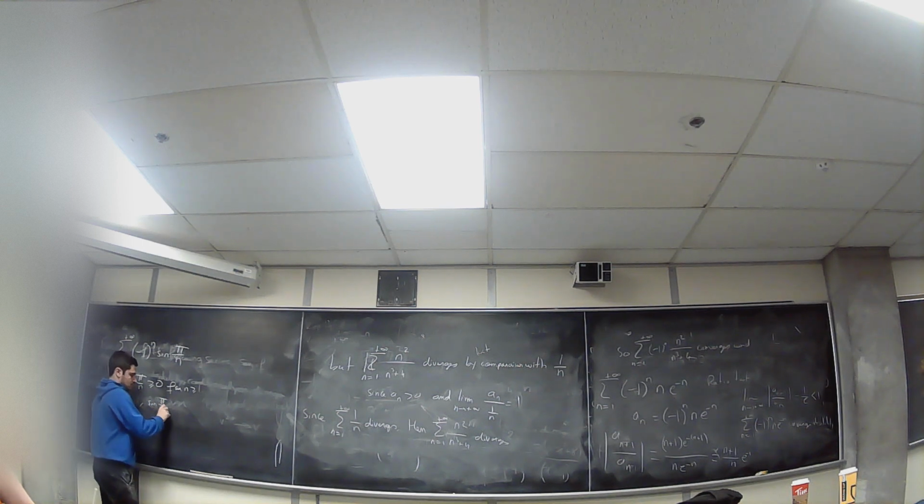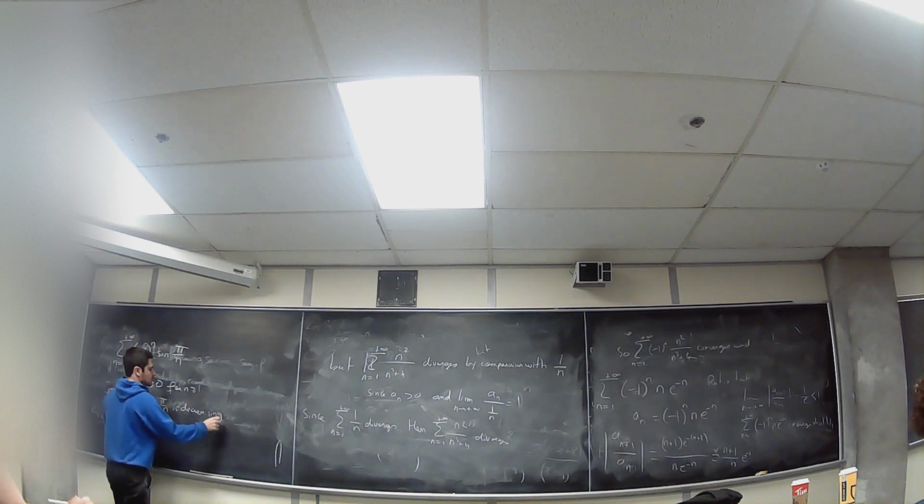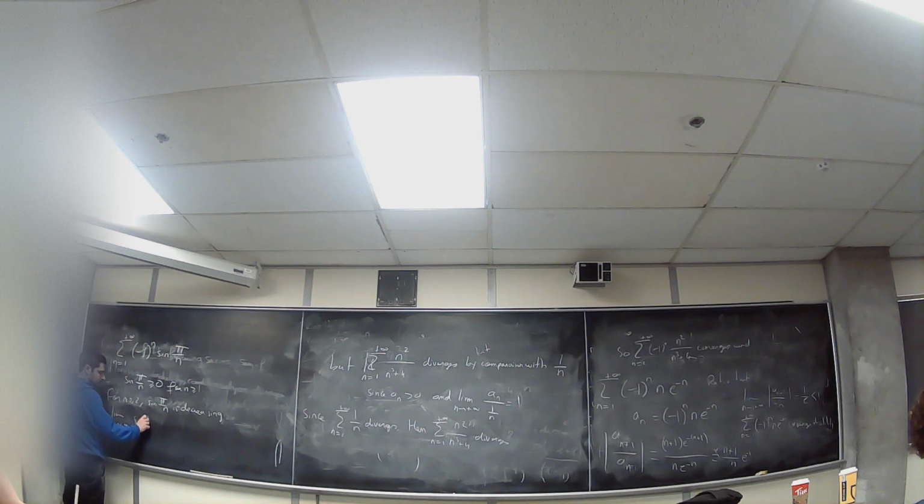So for n, it is decreasing. Agree or not? Sine pi over 2, sine pi over 3, sine pi over 4. Is that right? You see that? And what is the limit? Zero. Why is that? Because pi over n goes to 0, and sine of 0 is 0.